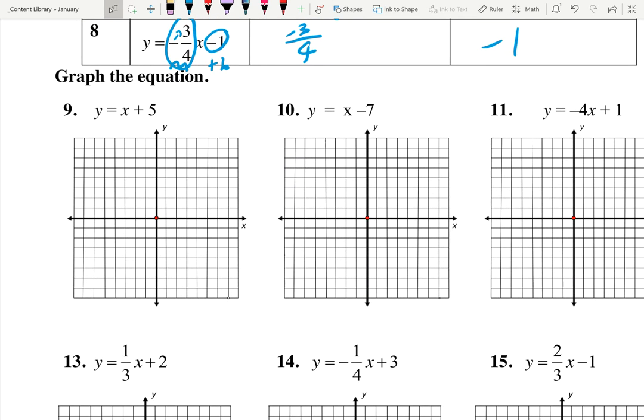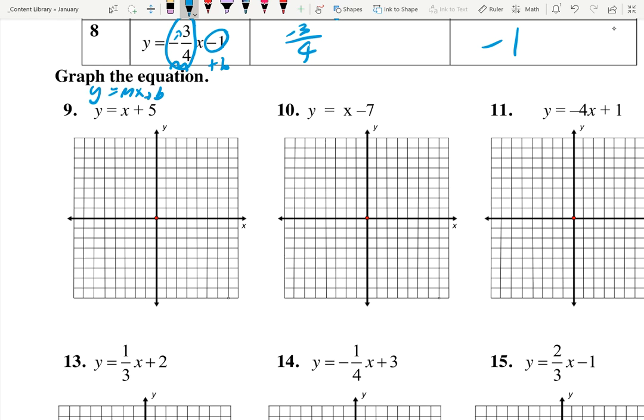Okay, now we're going to get into graphing it. Now, this is the most important part, right? This is the part that makes or breaks it for you. So you have to be able to do these graphs. So when I look at these equations, they are again in y equals mx plus b form.